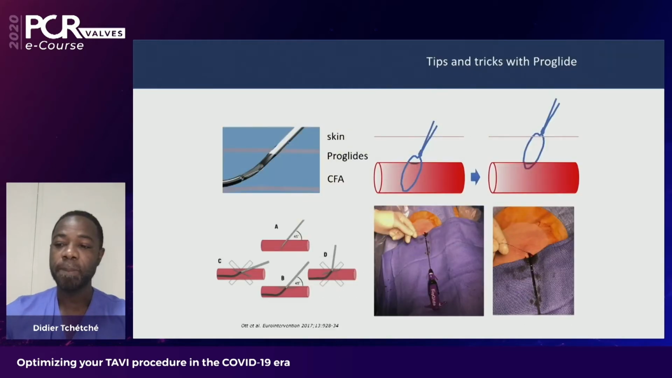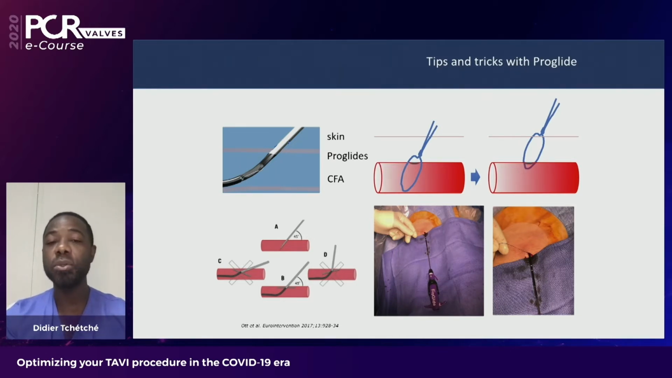We have, in that sense, some better understanding about how to use a ProGlide, and there are a couple of tips and tricks that we may use, namely keeping that 45 degrees angle, first for the puncture and second for the deployment of the ProGlide. And at last, that's something that we've integrated in our daily practice in Toulouse.